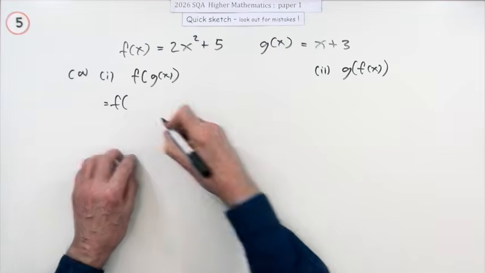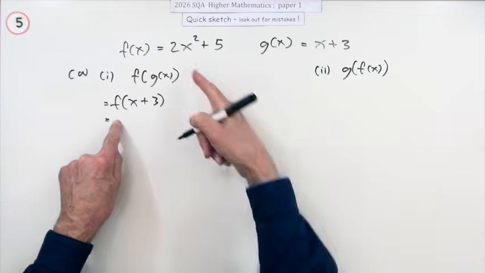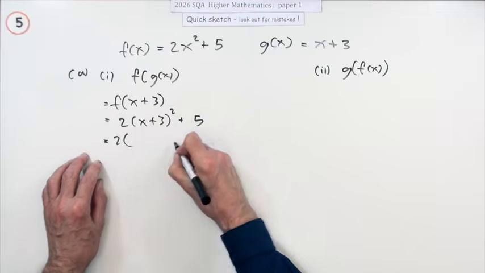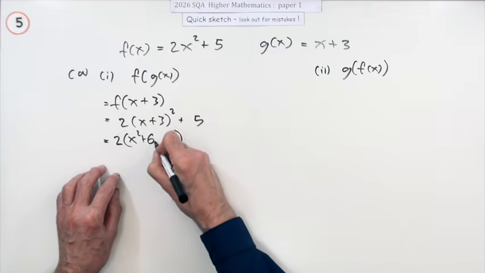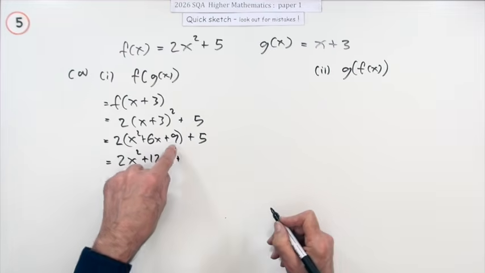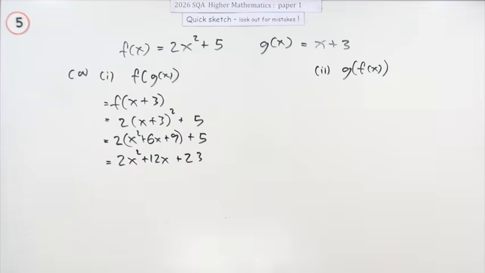So f of g of x, we'll just pop g of x inside, let it act on it. Do what it does. 2 times the square of it, and then add on 5. You could use that pattern for the square of a bracket: square the first, square the last, twice the product, and then multiply it out. So there you've got an 18, and then the 5 makes a 23.